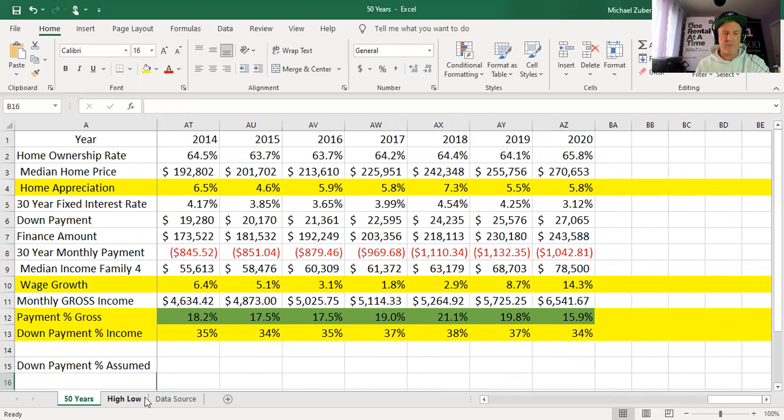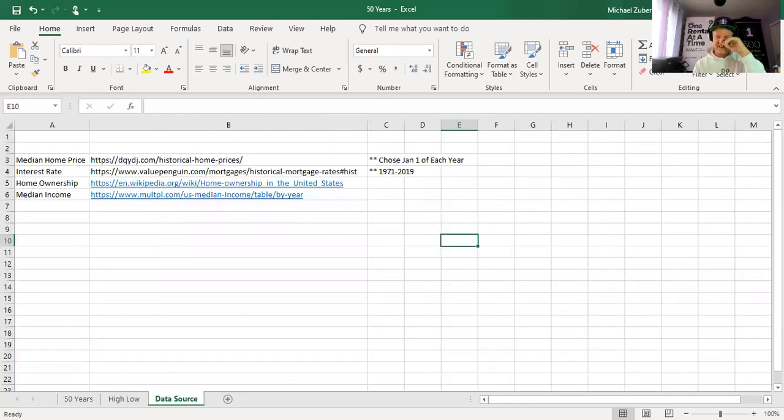Then I guess what I'll do next is talk about data sources. I did list my data sources. You can go ahead and look at them here. I can't claim that these data sources are right, but I can claim I use them.